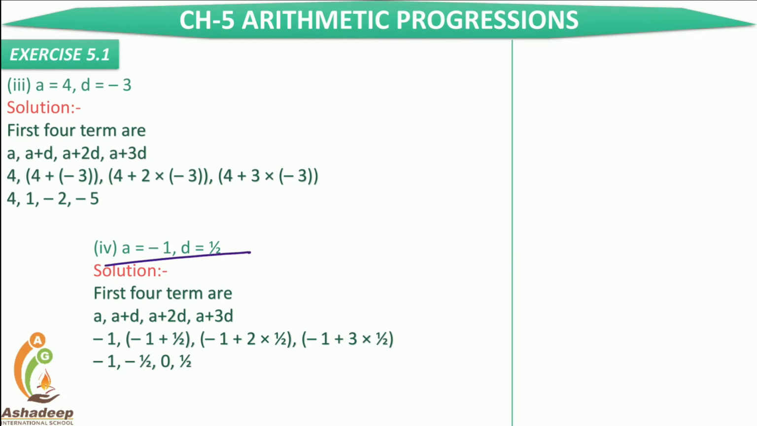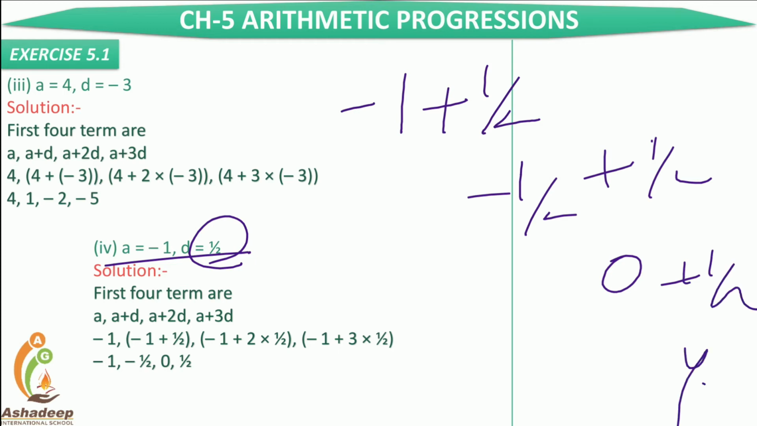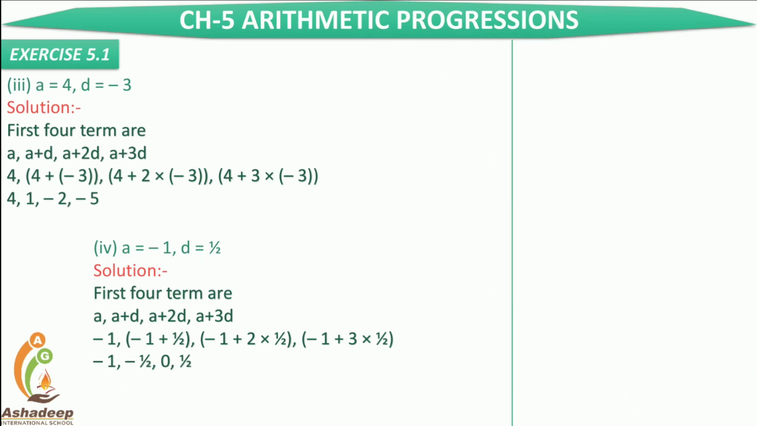In the same manner here, it is minus 1 and we need to add 1 by 2. So minus 1 plus 1 by 2 is nothing but minus 1 by 2. Right? Plus 1 by 2 is nothing but 0. Plus 1 by 2 is nothing but 1 by 2. So this is our series: minus 1 by 2, then 0 and then 1 by 2. Right? So very simple sums.